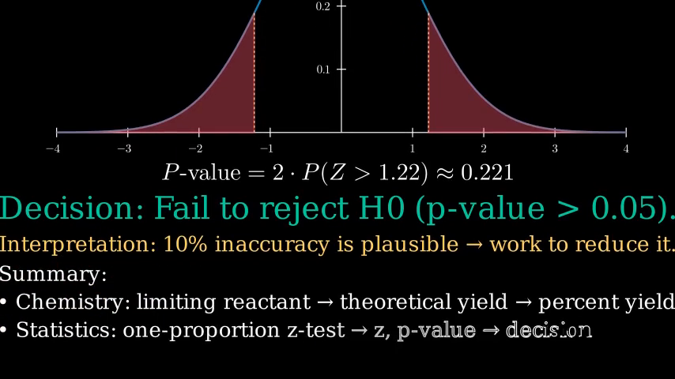Summary. In stoichiometry, identify the limiting reactant from mole ratios, compute theoretical yield, then percent yield using your measured mass. In a 1 proportion z-test, write hypotheses, compute z and p-value, and compare with alpha to decide.